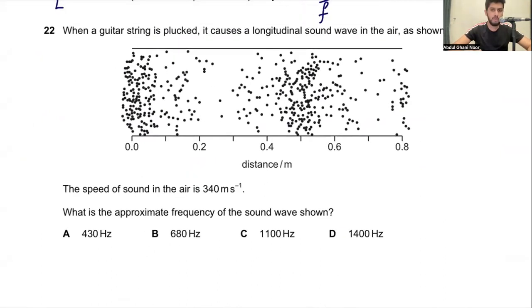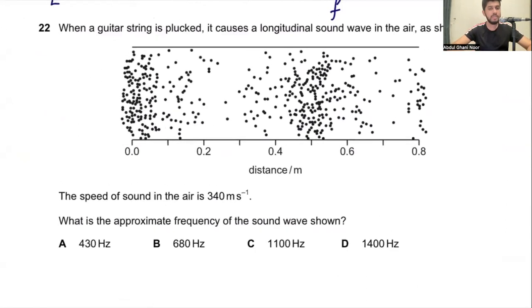Moving on to question number 22. When a guitar string is plucked, it causes a longitudinal sound wave in the air. The speed of sound in air is 340 meters per second. What is the approximate frequency of the sound wave shown?